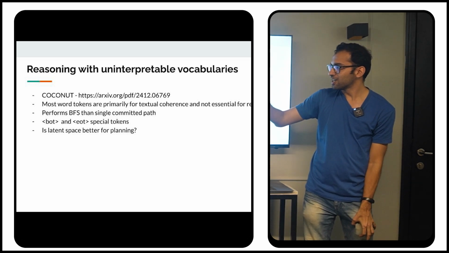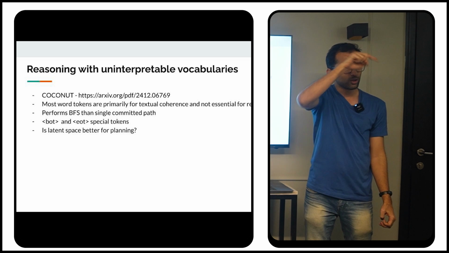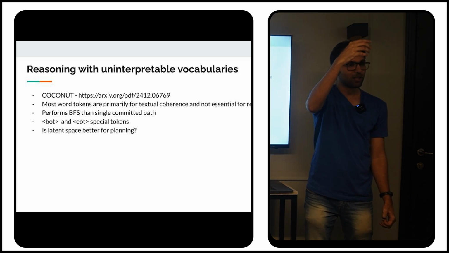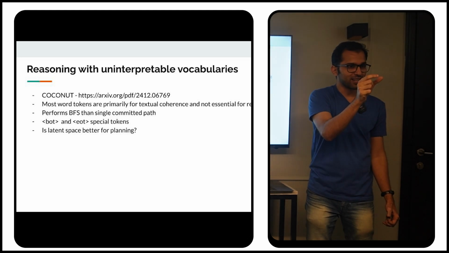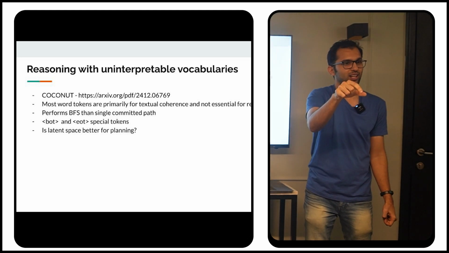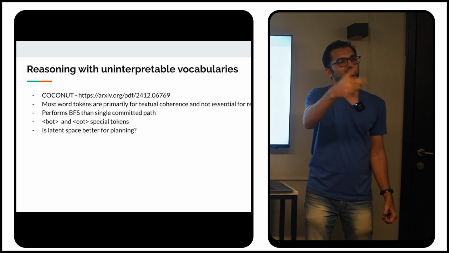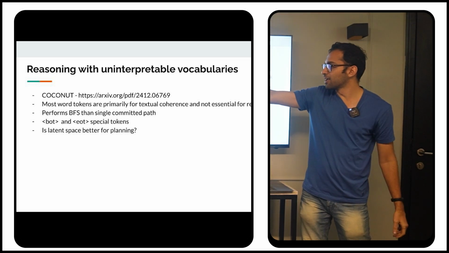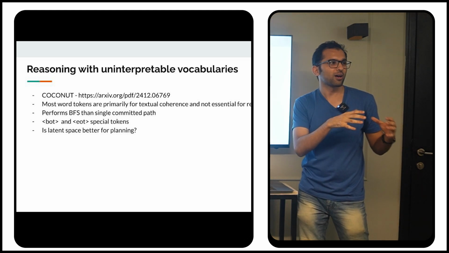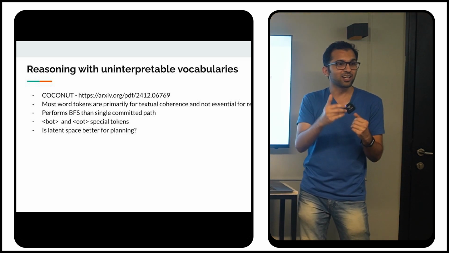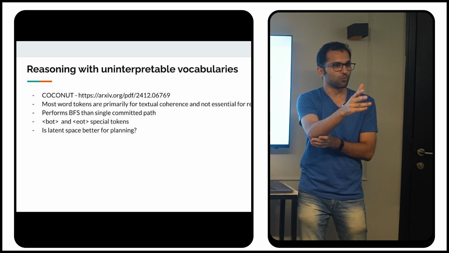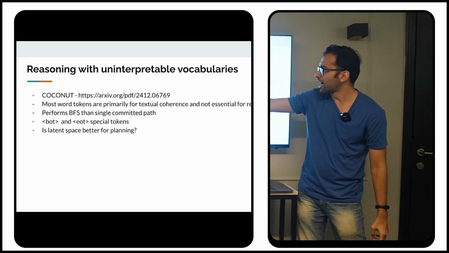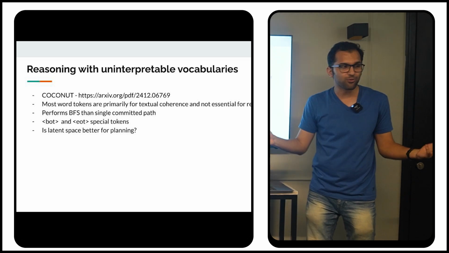In between those, rather than passing the token embedding in the autoregressive phase, here you don't sample the token. You extract your unembedding layer's activations and pass them on as your next token embeddings. They claim that it performs something like BFS, breadth-first search, rather than committing to a single path, as when you pick tokens you have to go down that path. And is latent space better for planning?